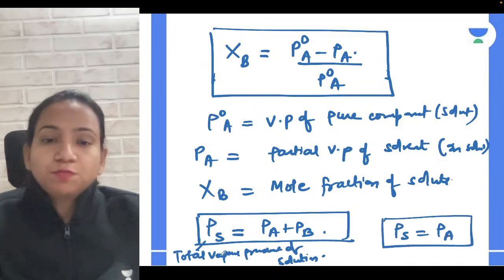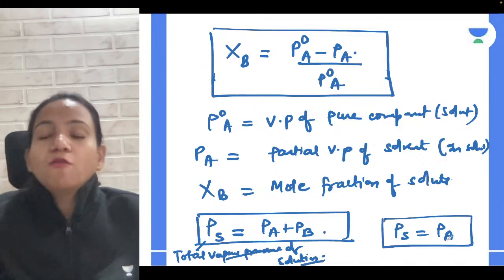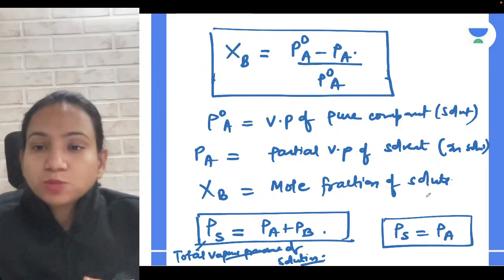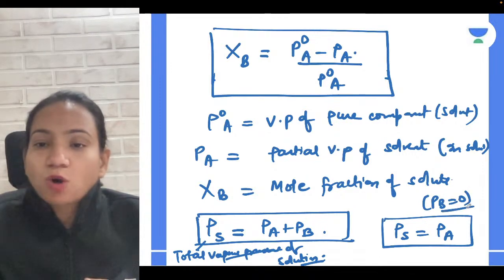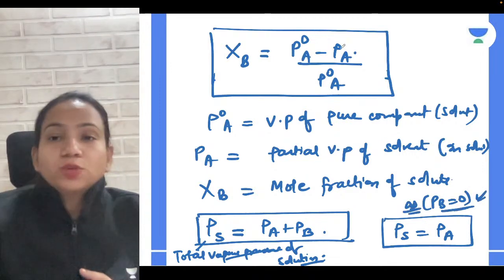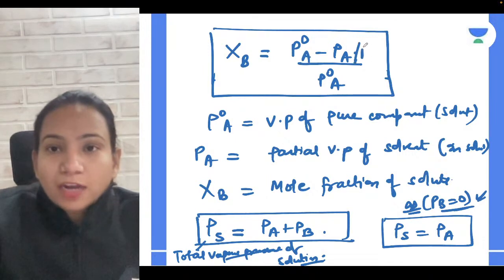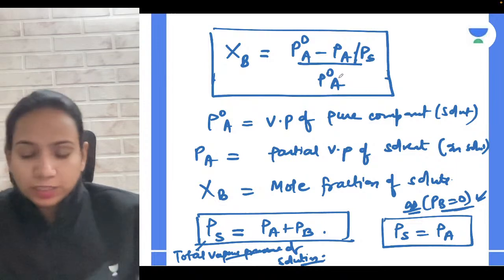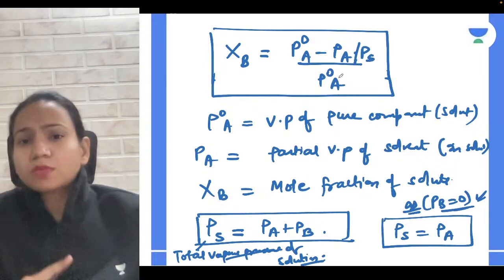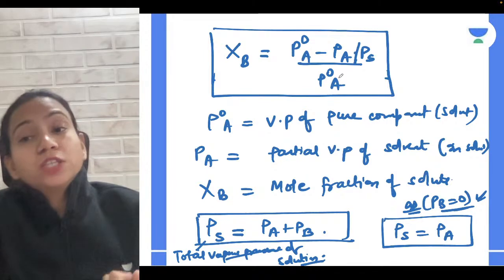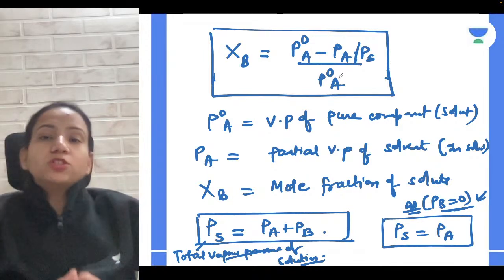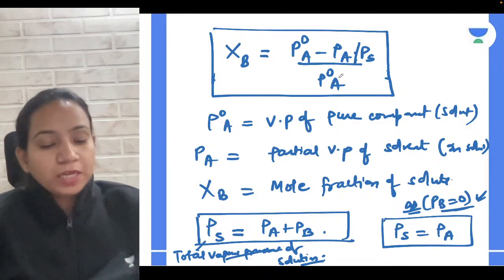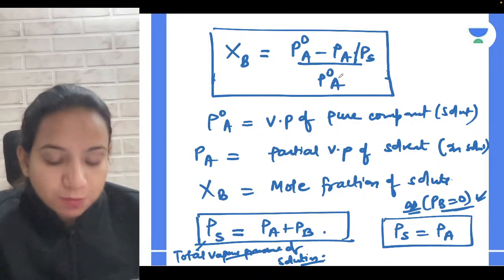Why? Total vapor pressure of the solution is equal to the partial vapor pressure of the solvent. Why? Because PB is equal to 0 as it is non-volatile. So in the formula you can write PA and you can use PS also. If they have given the partial pressure of the solvent in the question, you can utilize that. Or you can use the solution vapor pressure if they have given that, in the formula to calculate the mole fraction of solute, and it's very simple. I hope everyone is able to relate with it.